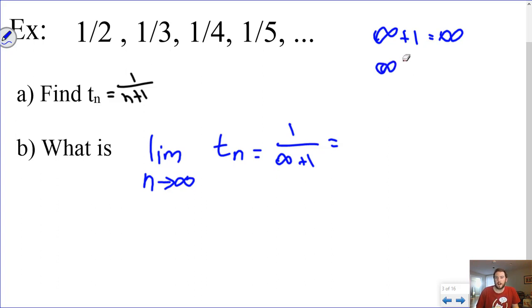Infinity times some constant k is equal to infinity, right? So here, this thing is 1 over infinity. Now, what is 1 over infinity?